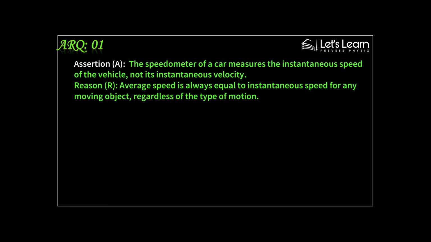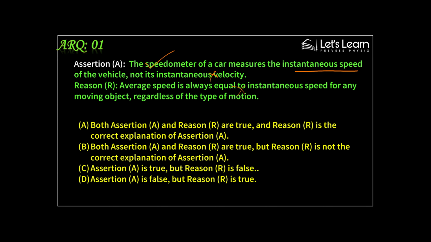The first assertion: the speedometer of the car gives the instantaneous speed of a vehicle. It is not instantaneous velocity, which is true. Reason: average speed is always equal to the instantaneous speed of a moving object, regardless. Oh no, it's wrong. So the reason is false. The assertion is true. So the answer is C.